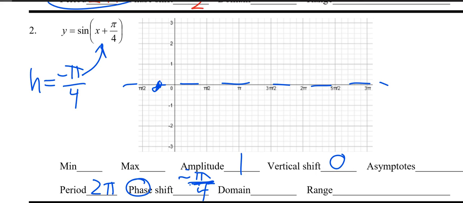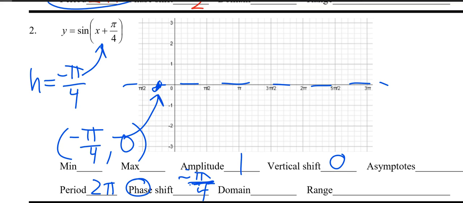How did I do that? With my finger. Okay. Sorry for being a smart aleck, but negative pi over 4 is right there, and a 0, right? Comma 0. I just had to go to the left, but not a full pi over 2.